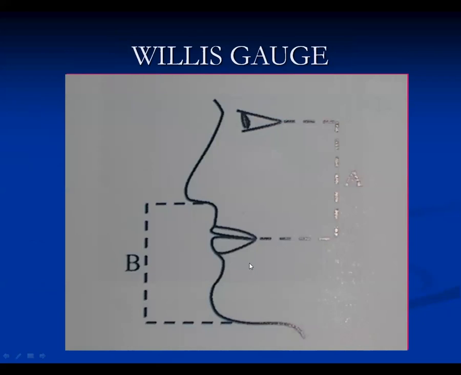What criteria have they used? With the help of the Willis gauge, they have measured the distance from the pupil to the rima oris, which is equal to the distance from the anterior nasal spine to the lower border of the mandible. But they have used an instrument. Actually, the concept is stable. The unique idea is stable. To implement that principle, they have prepared instruments, just like the Willis gauge.